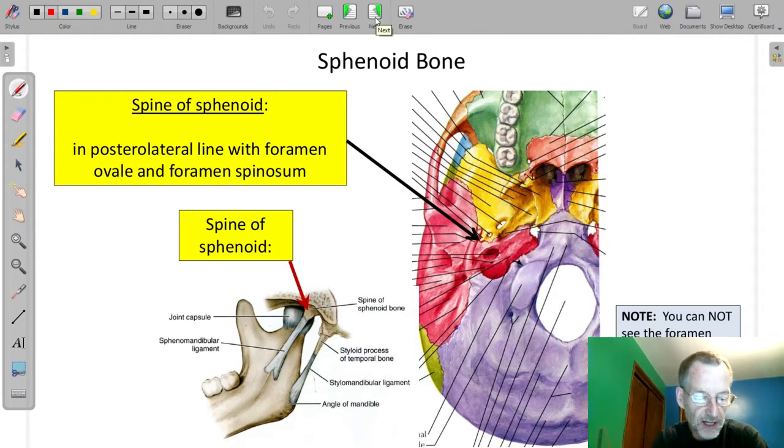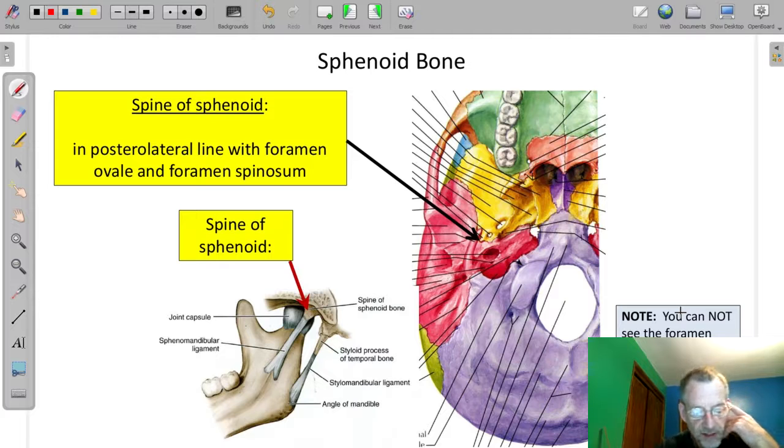Just repetition for a lot of this. The sphenoid bone is in yellow. Again, you can see the foramen spinosum and the foramen ovale. Read the note in the blue box bottom right. You cannot see the foramen rotundum from an inferior view here. It's only visible with a superior view, as we were just looking at previously. So if you're shown an inferior view, you cannot see the foramen rotundum. You have to go internal.